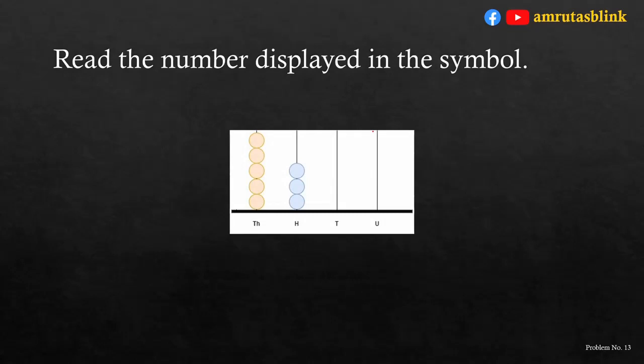Now next problem. Here at thousands place, there are 5 balls. So we will write 5. Then we have 3 balls, so 3 here. Now there is nothing displayed at tens place, so we will write 0. There is nothing displayed at ones place also, so we will write one more 0. So the required number is 5300. It is not 53, it is 5300.